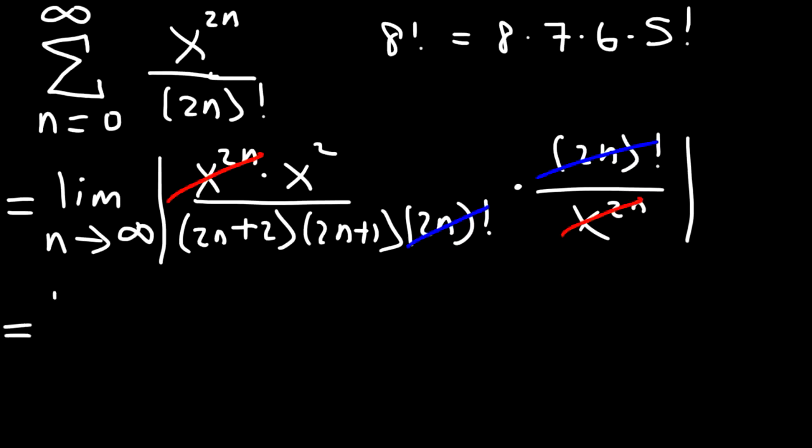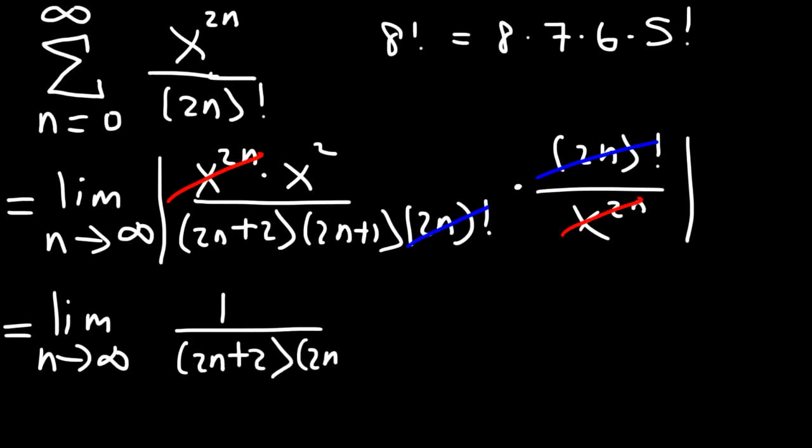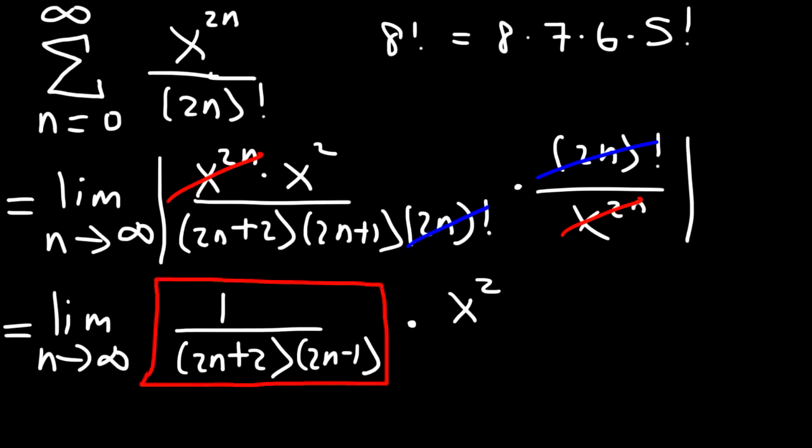So what we now have is the limit as n goes to infinity, and since n is positive, I don't need an absolute value expression anymore. So this is going to be 1 over 2n plus 2 times 2n plus 1, and then times x squared, which is also always positive. So what happens to this expression when n becomes very large, when it goes to infinity? As n goes to infinity, that fraction goes to 0. And so it's going to be 0 times x squared, which is 0 for all x.